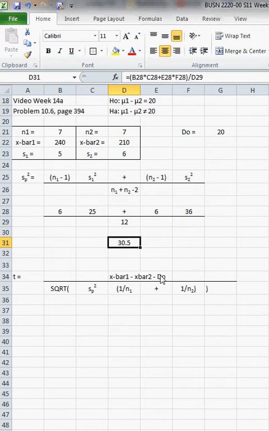Okay, we've got that number. Now let's see what we do. First of all, we need the numerator. And that's pretty straightforward. It's the difference between the two means, which would be 240 minus 210, which is 30. And subtract from that d0, which is 20, so that gives us 10. That makes sense. And here's the denominator, 2.95197. What is that? Well, it's the square root of d31, which is sp squared, multiplied by 1 over b21 plus 1 over d21. That's n1 and n2.